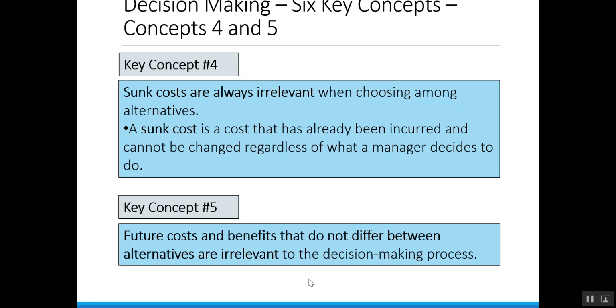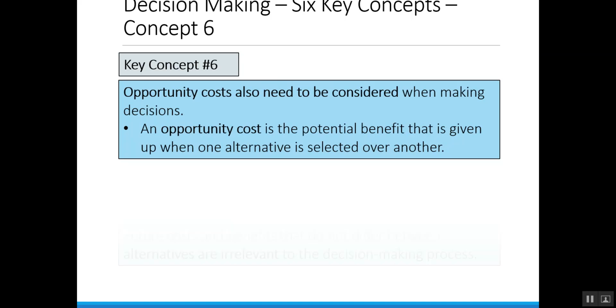Then concept number 5 here is that future costs and benefits that don't differ between each other are not relevant to our decision making. What we want to focus on are those incremental changes between the decisions. So if one decision doesn't really change certain costs, then that's not going to be relevant to the decision. What will be relevant are those costs that change between two options.